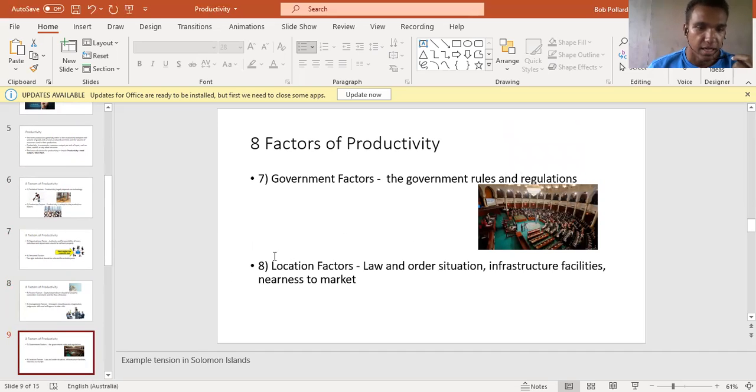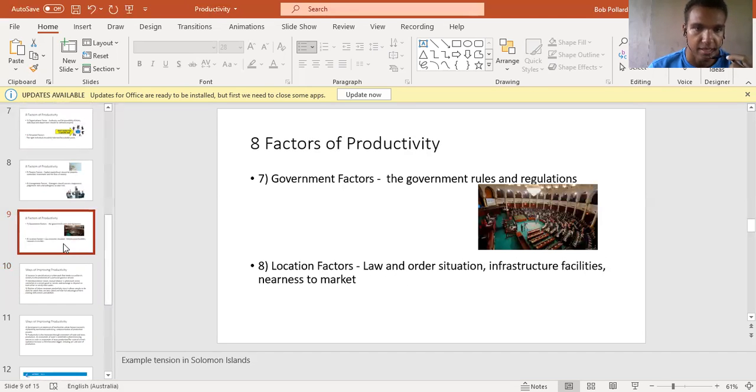Factor number 7, government factors. Productivity depends on government factors. The management should have a proper knowledge about the government rules and regulations. They should also maintain good relations with the government.